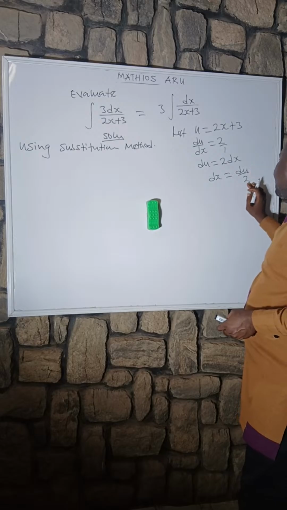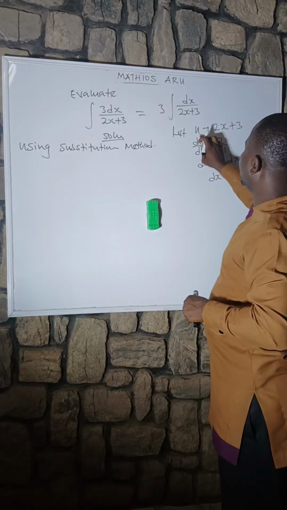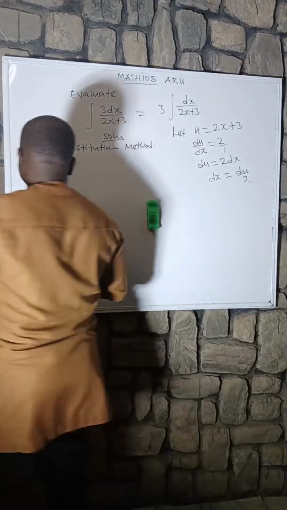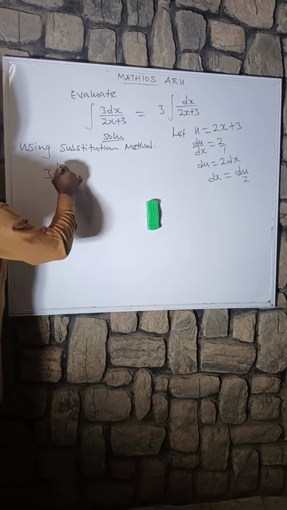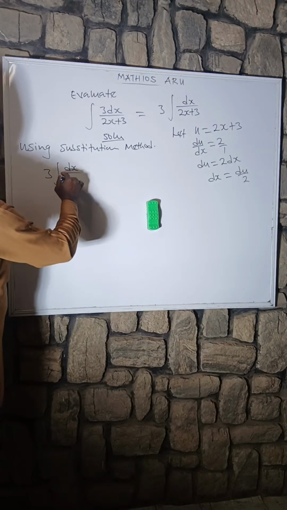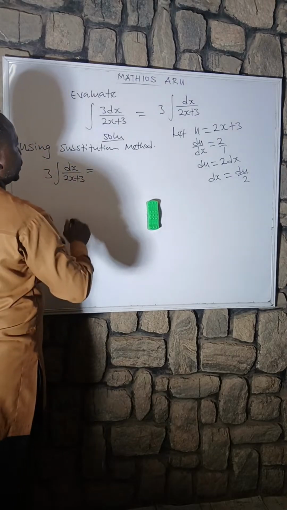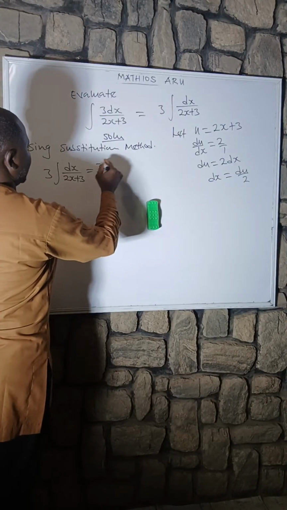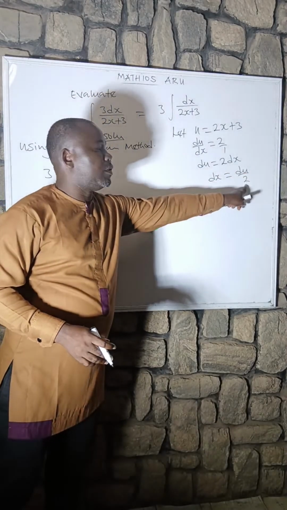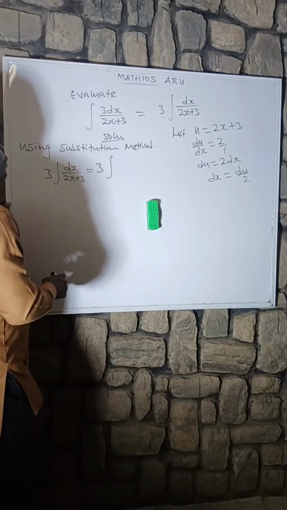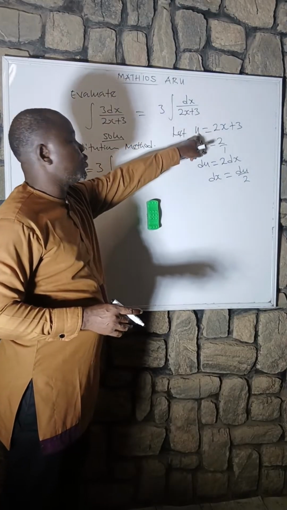Du all over 2. Then instead of this, we write u. So this implies that our 3 integral dx all over 2x plus 3 will be equal to, if you can see what I am saying, 3 integral, what is our dx? Yeah, our dx is du all over 2, right? And 2x plus 3 is u, right?